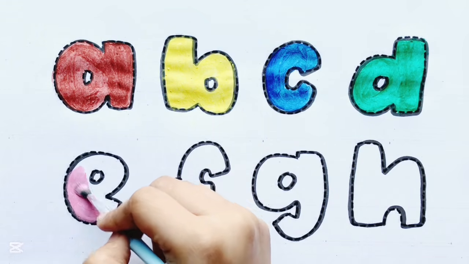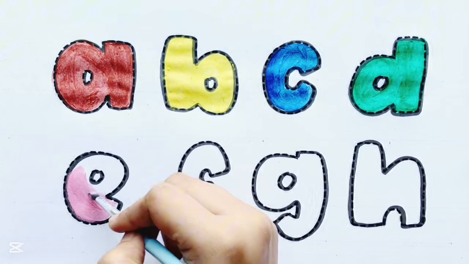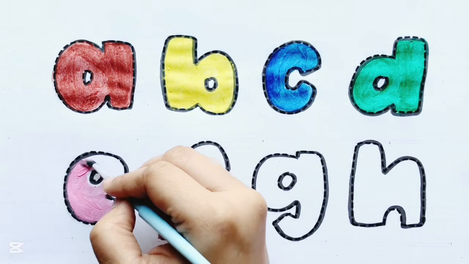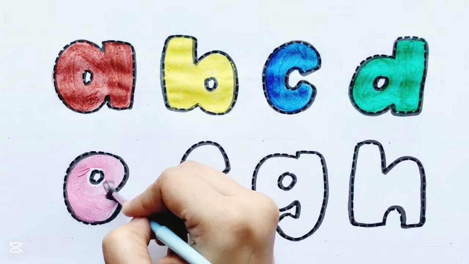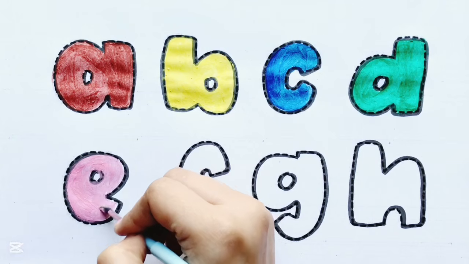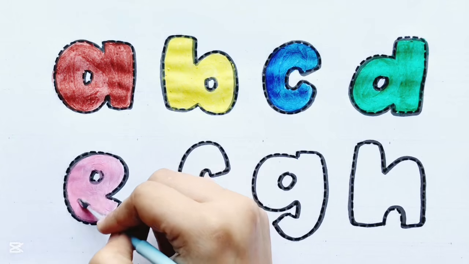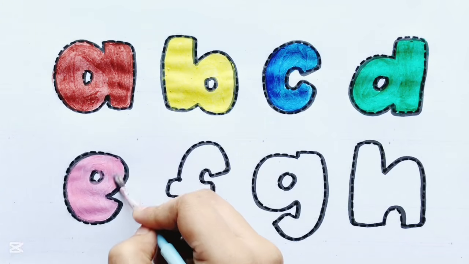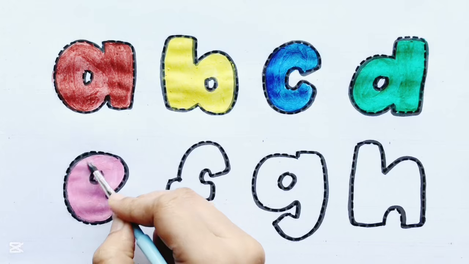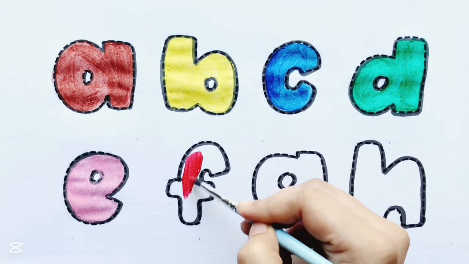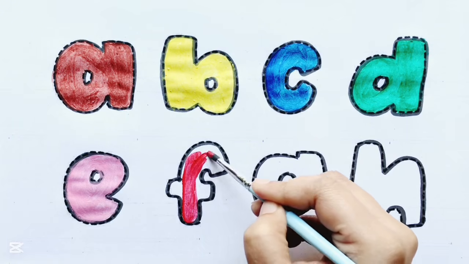Light pink color. Small letter E. E for elbow. Red color. F for flower.